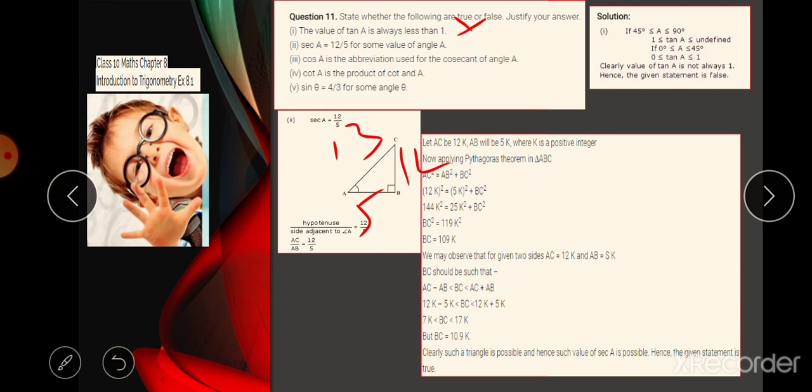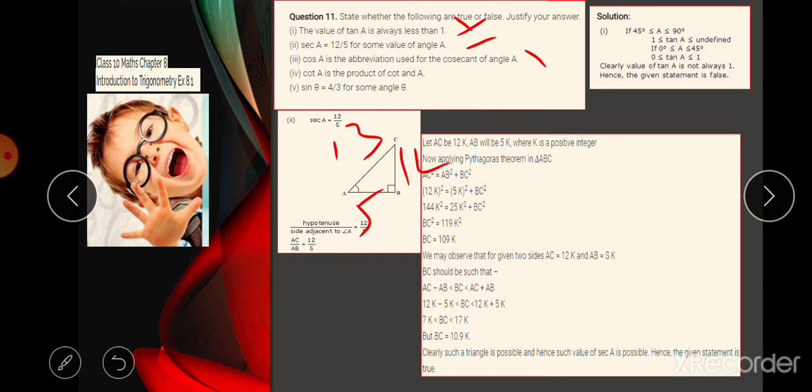You have to justify your answer also. Secant A is equal to 12 by 5. Yes, what is the secant A? Hypotenuse. Hypotenuse will be the larger side, larger side by smaller side. So secant A is 12 by 5. It's correct. Cos A is the abbreviation of the cosecant. It's wrong.